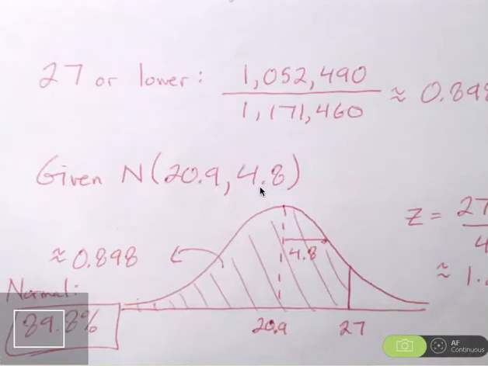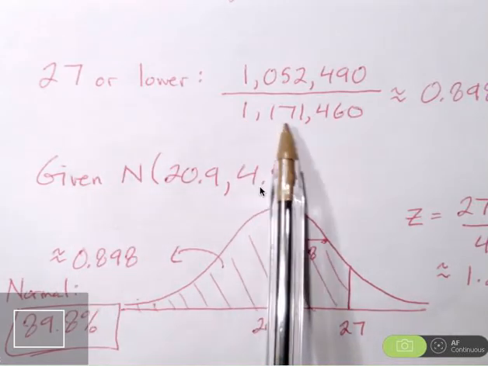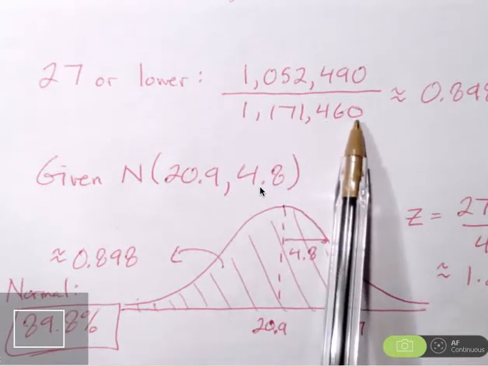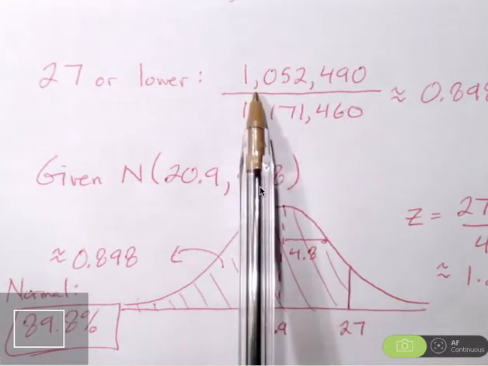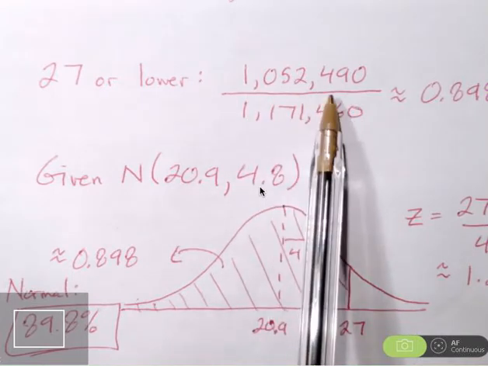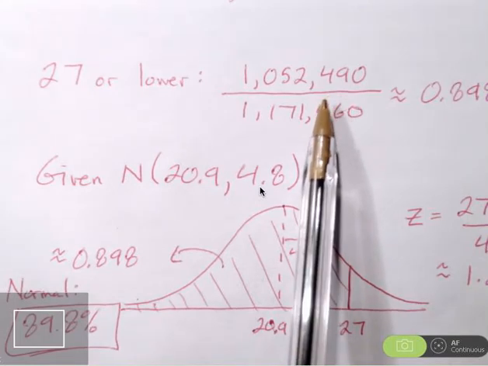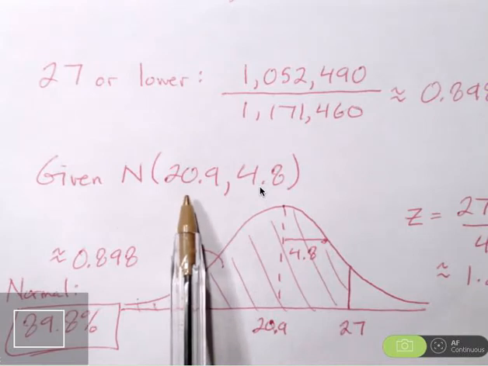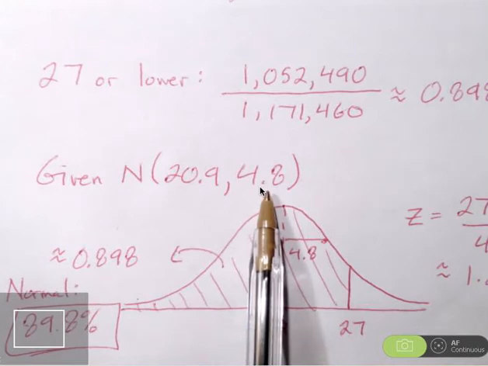Hi there. Let's talk about 2.53. So this is based on actual data for the 2004 high school graduating class. Of the 1,171,460 students that took the ACT in that graduating class, 1,052,490 of them scored a 27 or lower. So we know from the data that the mean ACT score was 20.9, the standard deviation was 4.8.